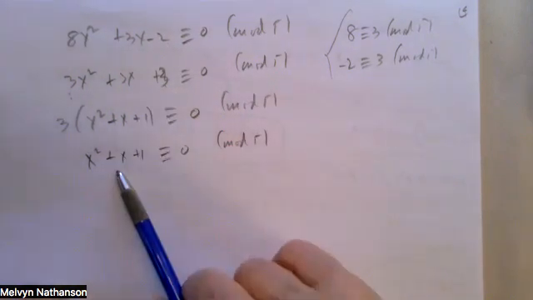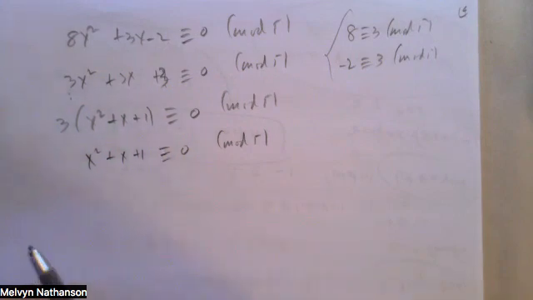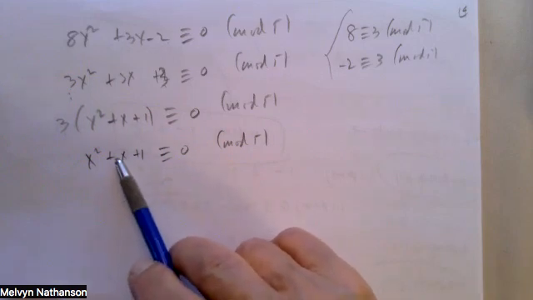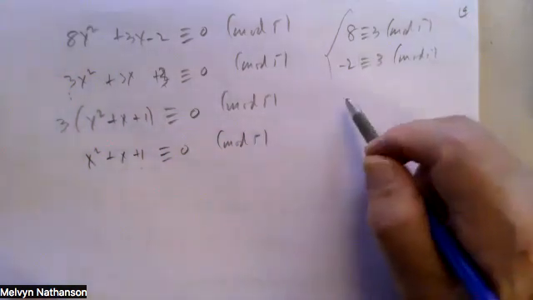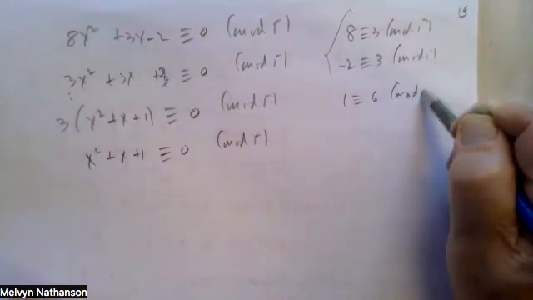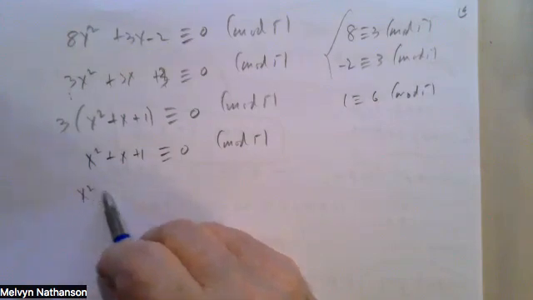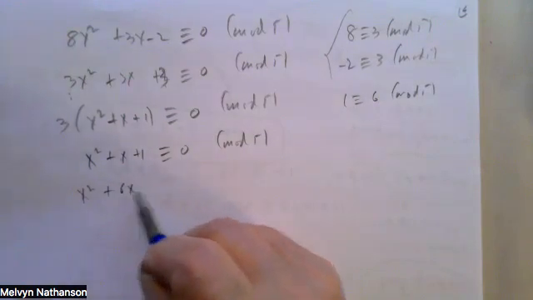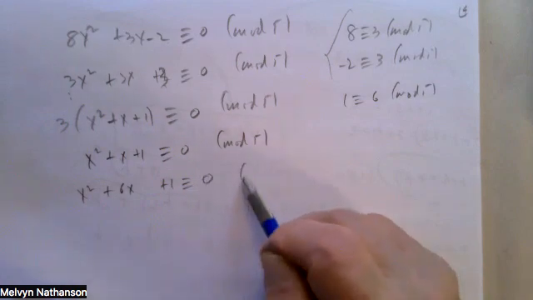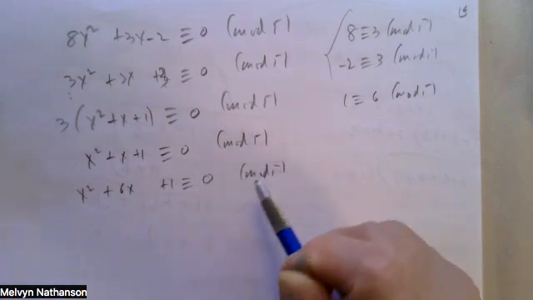And I can factor out the 3 and get this. Let's see. How can I complete the square? If this were even, it would be easier. So we know that 1 is congruent to 6 mod 5. So I'm going to write this as x squared plus 6x plus 1 congruent to 0 mod 5.